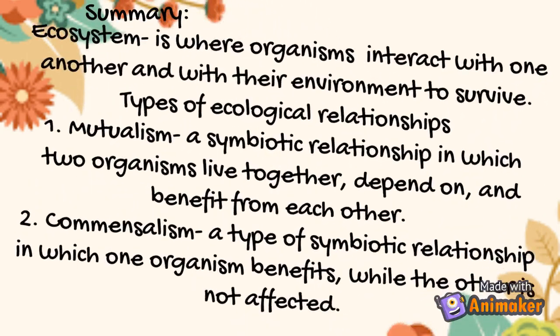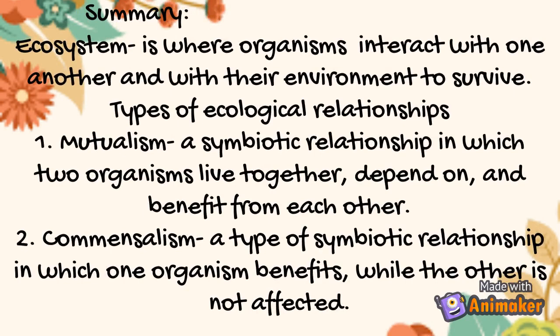Now let us summarize what we have learned. Ecosystem is where organisms interact with one another and with their environment to survive. There are different types of ecological relationships. First, we have mutualism. It is a symbiotic relationship in which two organisms live together, depend on, and benefit from each other. The second one is commensalism. It is a type of symbiotic relationship in which one organism benefits while the other is not affected.